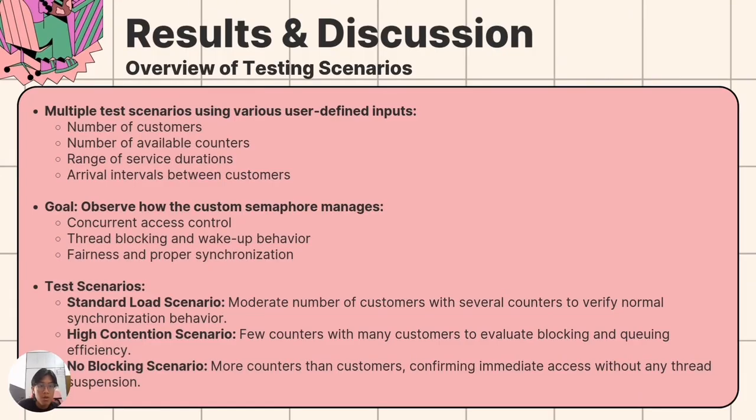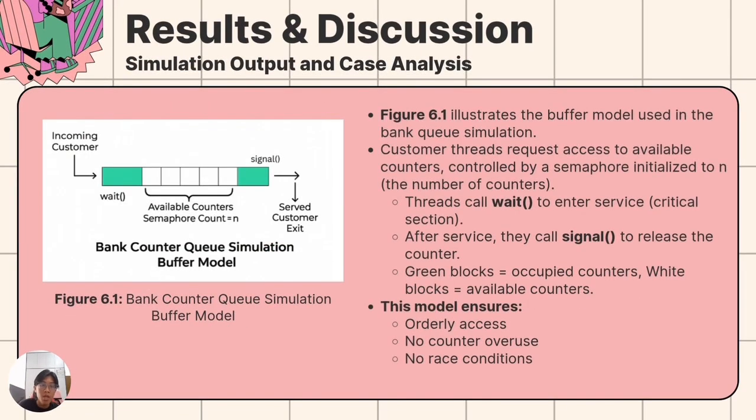The goal is to observe how the custom semaphore manages concurrent access control, thread blocking and wake-up behavior, fairness, and proper synchronization. For test scenarios, we have 3 scenarios. First, the standard load scenario: a moderate number of customers with several counters to verify normal synchronization behavior. Then the high contention scenario: few counters with many customers to evaluate blocking and queuing efficiency. And last but not least, the no blocking scenario: more counters than customers, confirming immediate access without any thread suspension.